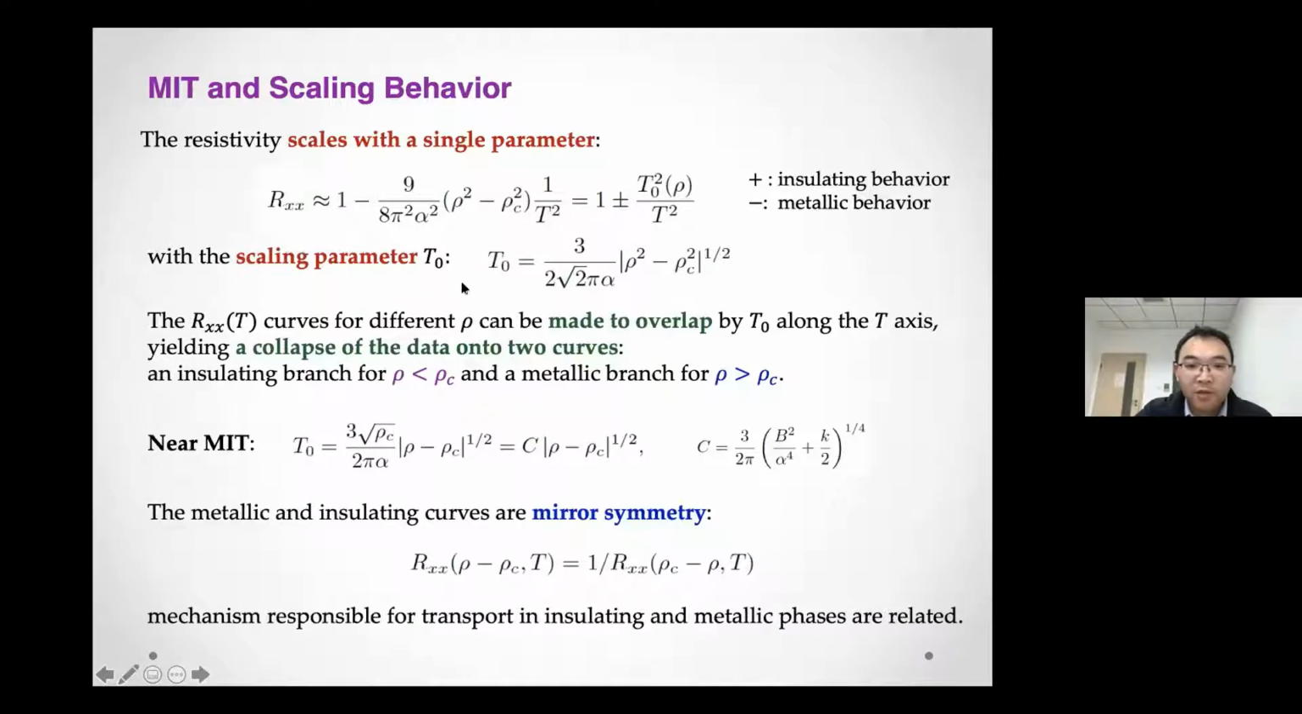Actually, from this relation, we can find that the metallic and the insulating phases are mirror symmetric, which means we have this precise relation near the transition point. This suggests the mechanisms responsible for the transport in the insulating and the metallic phases are related.